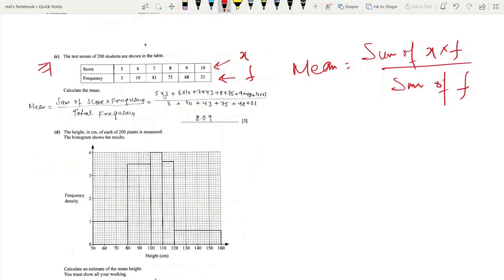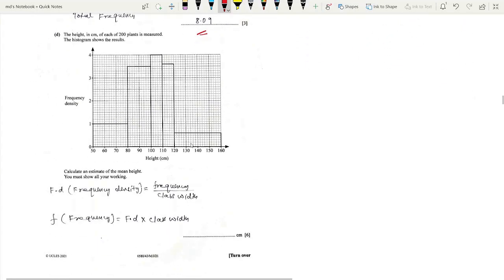So 5 times 3 you can check, 6 times 10 you can check, 7 times 43, 8 times 75, 9 times 48, 10 times 21, over all frequencies, 3 plus 10, 43, 75, 48, 21. And if you add all these, because it is already given 200, it will be 200. But if it is not given, then also you have to add that. And just put everything in the calculator, you will get 8.09. It was not at all difficult problem, but the D part is really interesting.